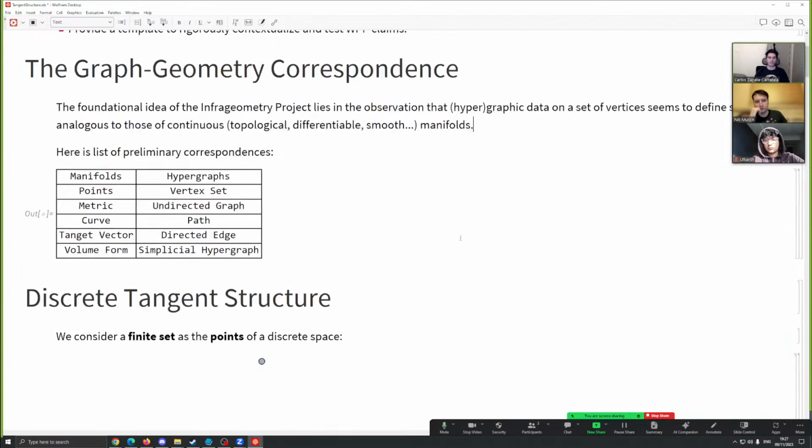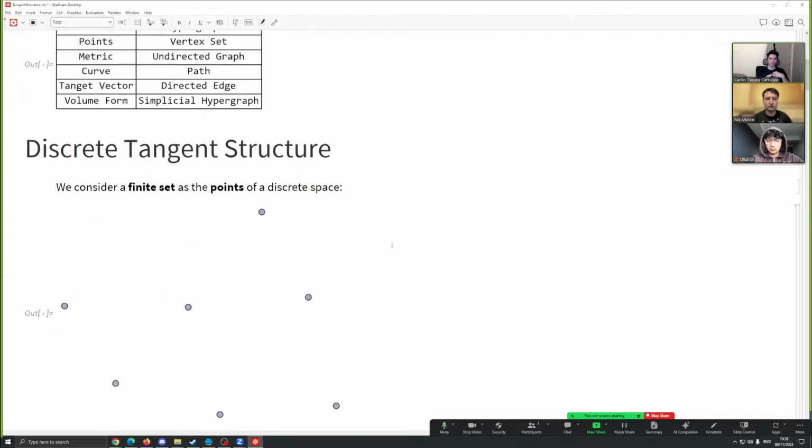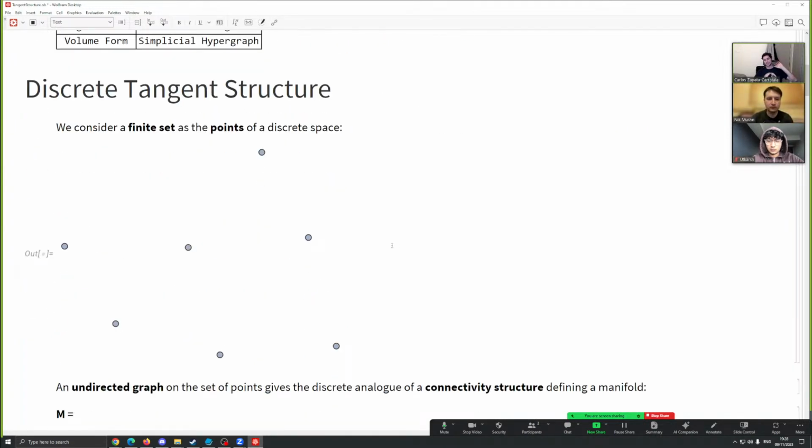So the core idea that Jonathan and I try to deepen from some of Stephen's comments originally has to do with correspondence between graph structures and geometry, differential geometry. So the basic idea is that you want to think of the elements of a discrete set as the points of a space or manifold.